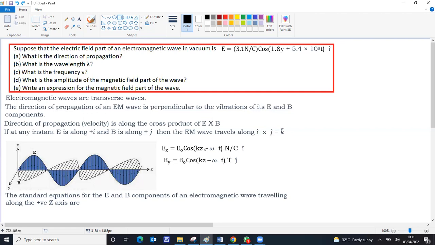The phase of the electric and magnetic field components always remains the same. That means the angle part for the electric field and the magnetic field will always be the same. The E0 will become B0, the amplitude of the magnetic field, and E0 is the amplitude of the electric field. The unit and the direction will change. The direction should always be such that the direction of E cross the direction of B gives the direction of propagation.